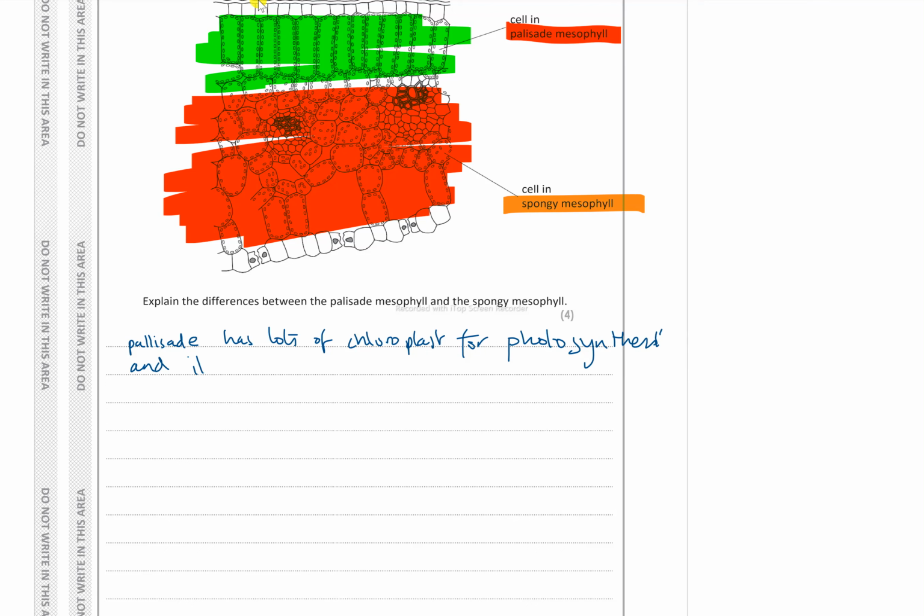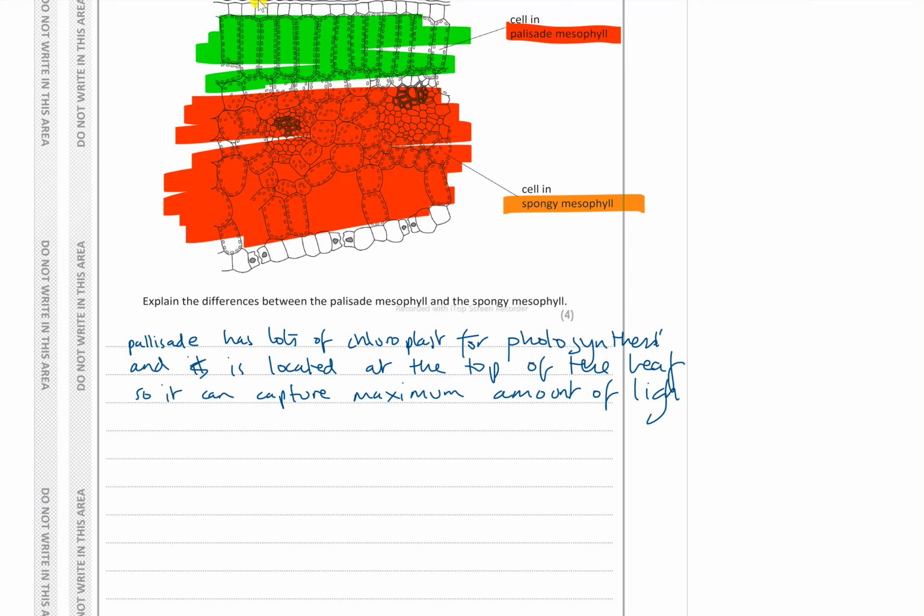And it is located at the top of the leaf. What good is that? So it can capture the maximum amount of light. There you go.